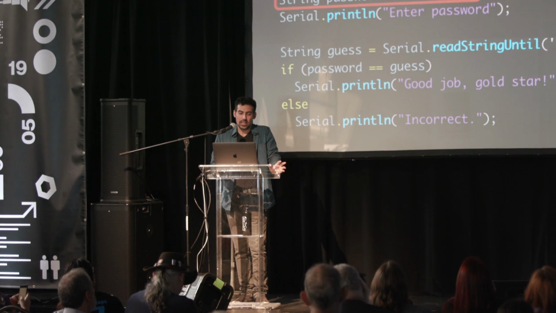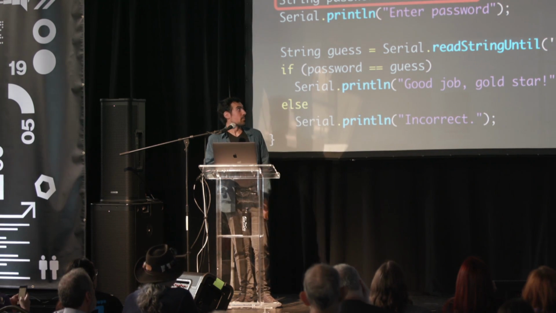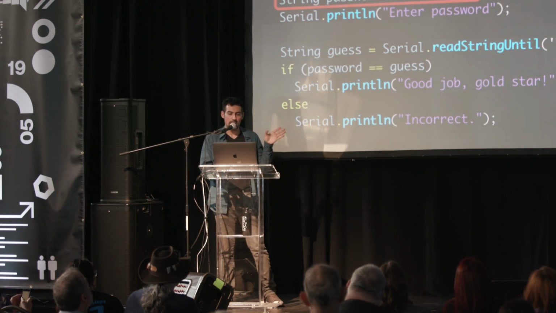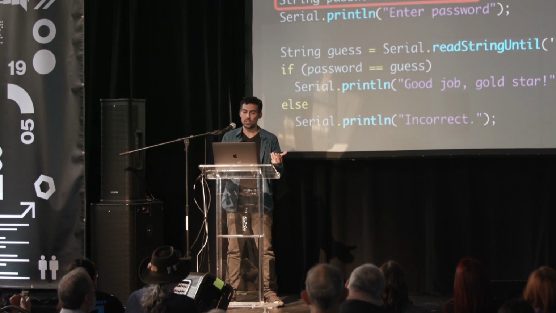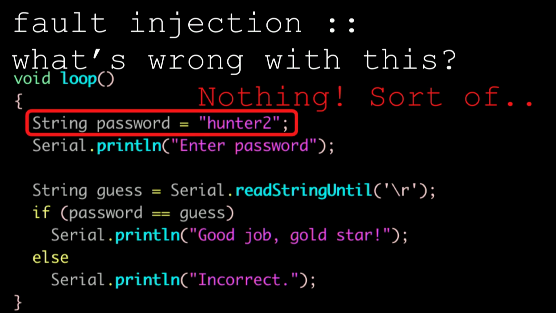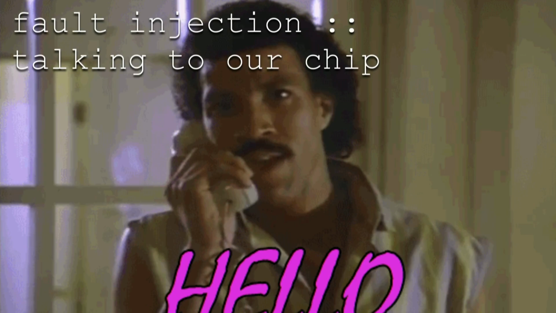Nothing, except for the fact that the password is right here. The password has to be stored somewhere, right? It might be hashed. In this case, it's not hashed, so that is an issue. Typically you want to hash a password if it's in your code. But how can we talk to our chip? Maybe we can extract that password.